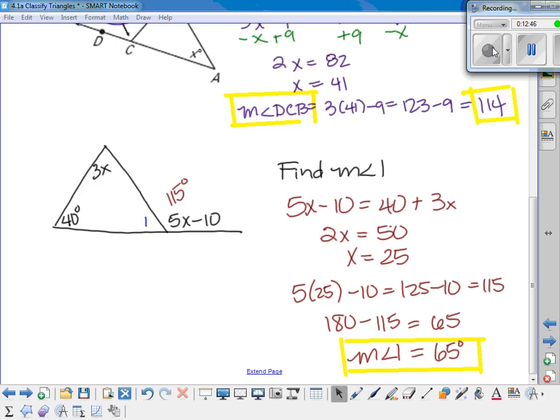Okay, so you should have set 5x minus 10 equal to 40 plus 3x, and so you get x is 25. I plugged that into the 5x minus 10 to determine that the exterior angle was 115 degrees. And since angle 1 and the exterior angle are a linear pair, I know they add up to 180. So 180 minus 115, I get that the measure of angle 1 is 65 degrees.